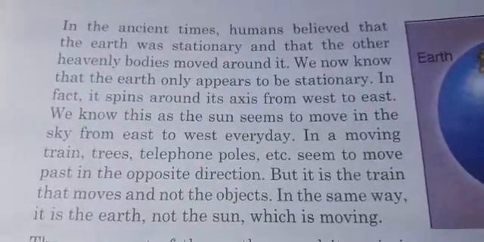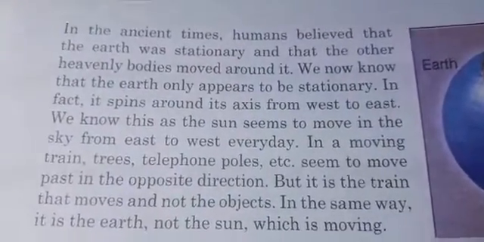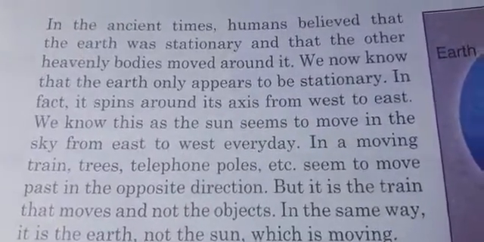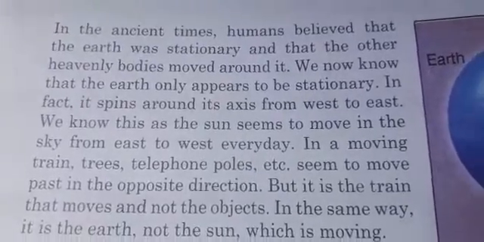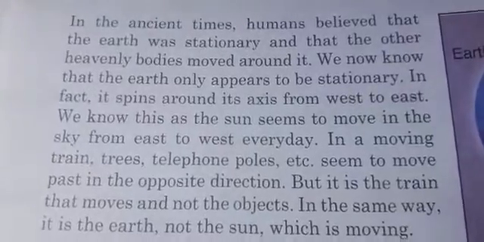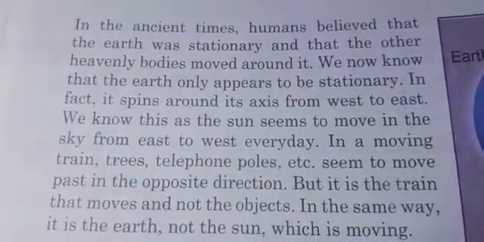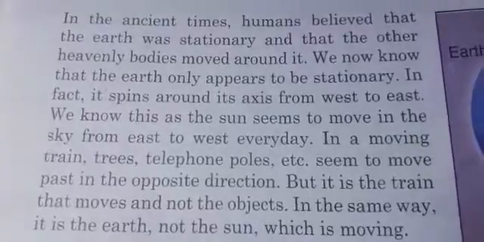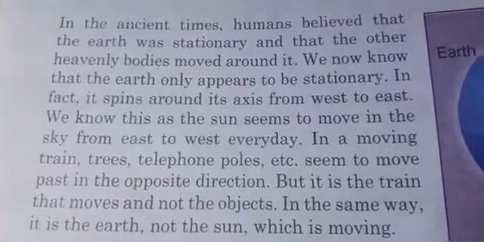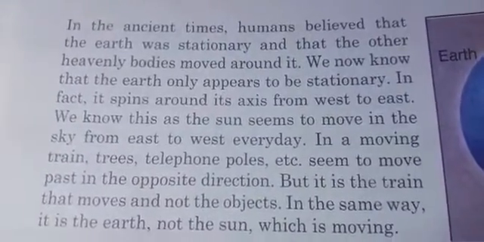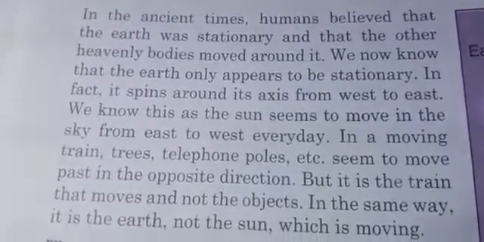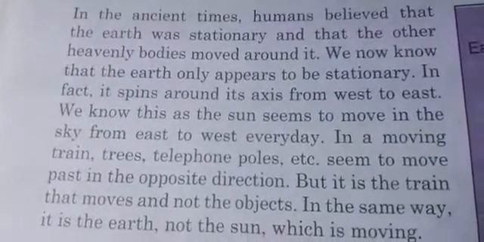In ancient times, humans believed that the earth was stationary and that the other heavenly bodies moved around it. We know that the earth only appears to be stationary. In fact, it spins around its axis from west to east. We know this as the sun seems to move in the sky from east to west every day.